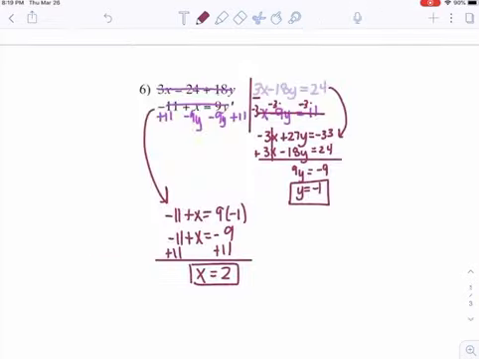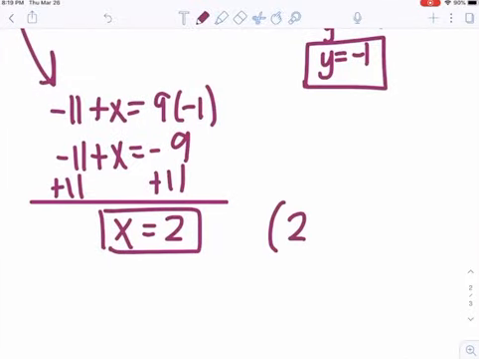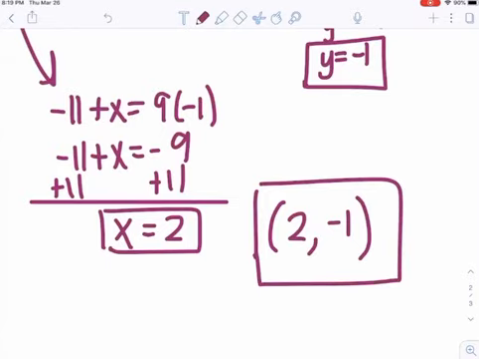Now you could have plugged in y here, here, here, here, here, or here. You literally have so many options because these are all technically the same equations. They just look different. Okay, so again, we write our answer as an ordered pair. So 2 comma negative 1 would be my final answer.